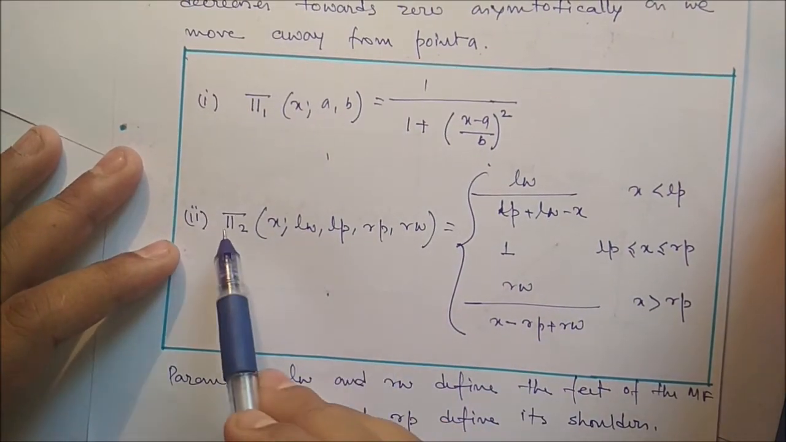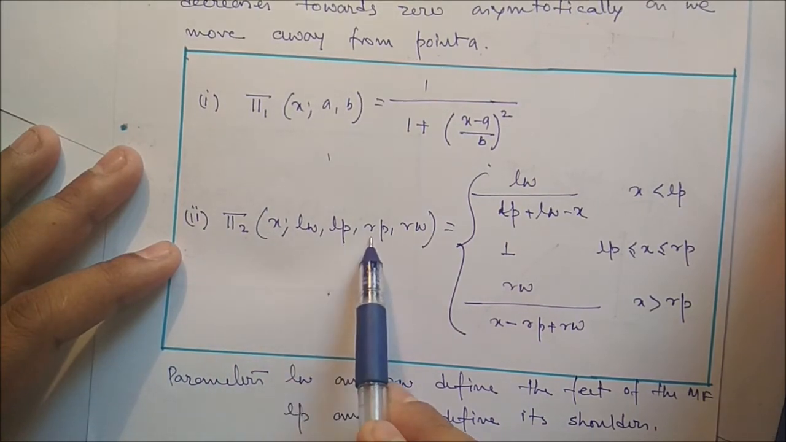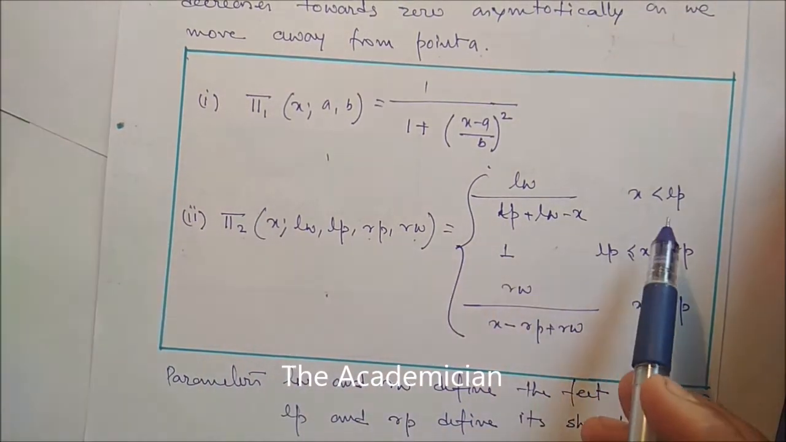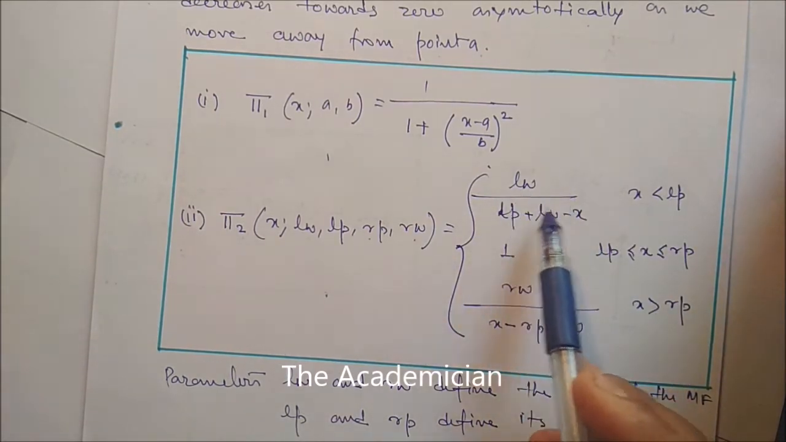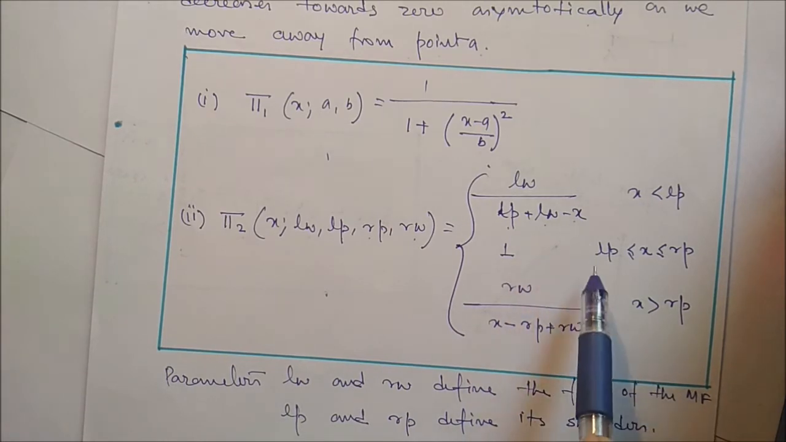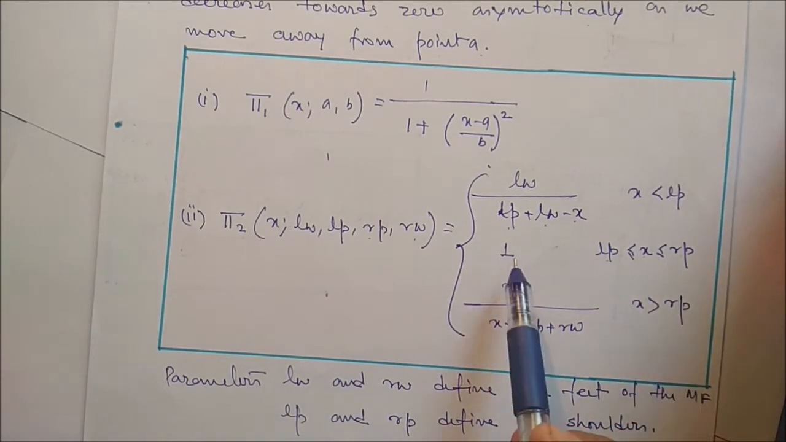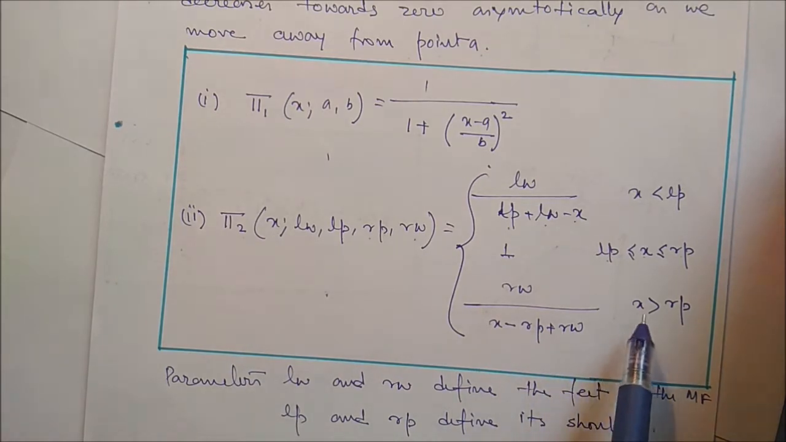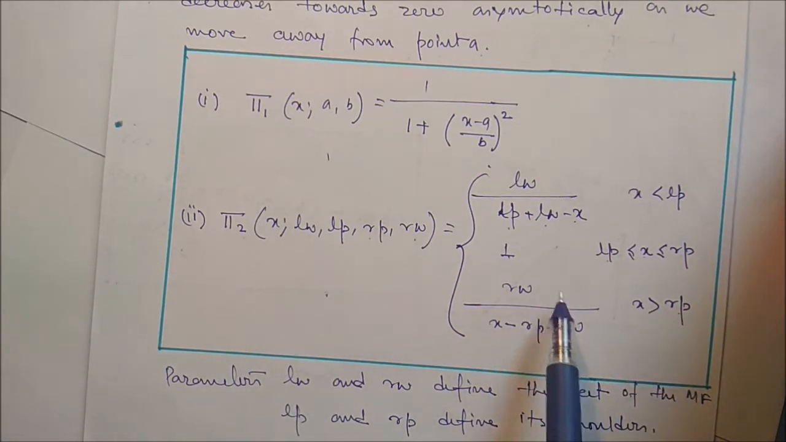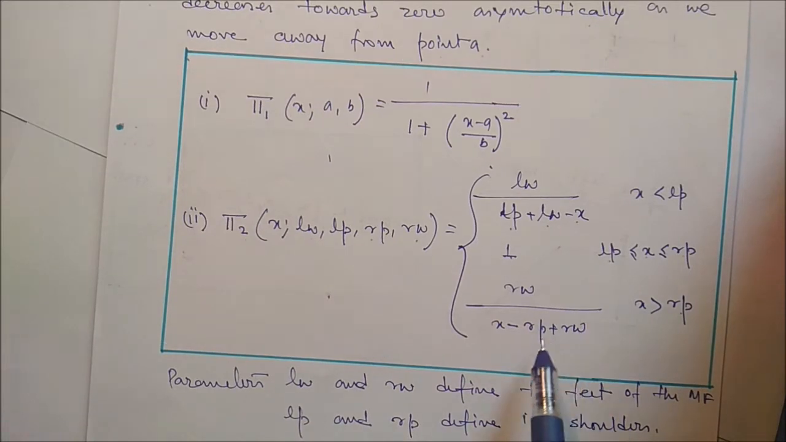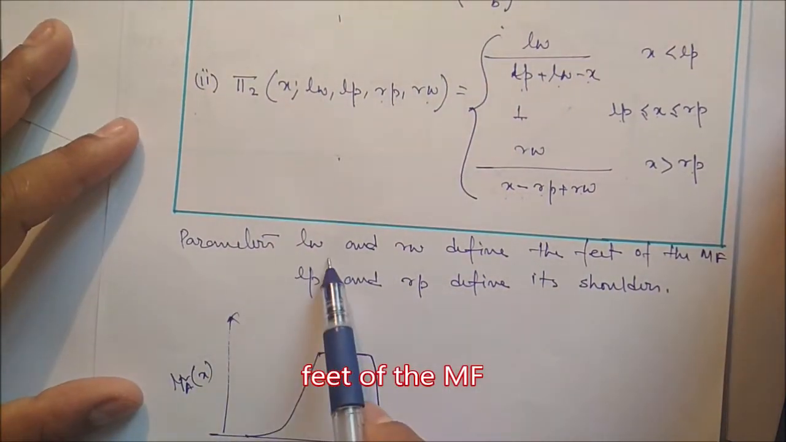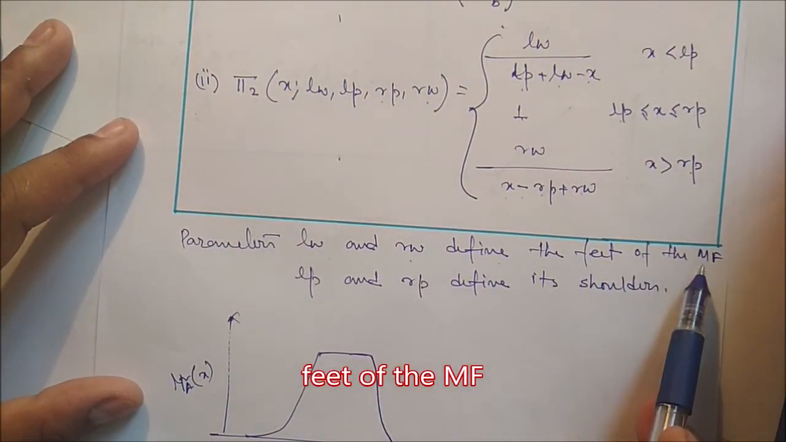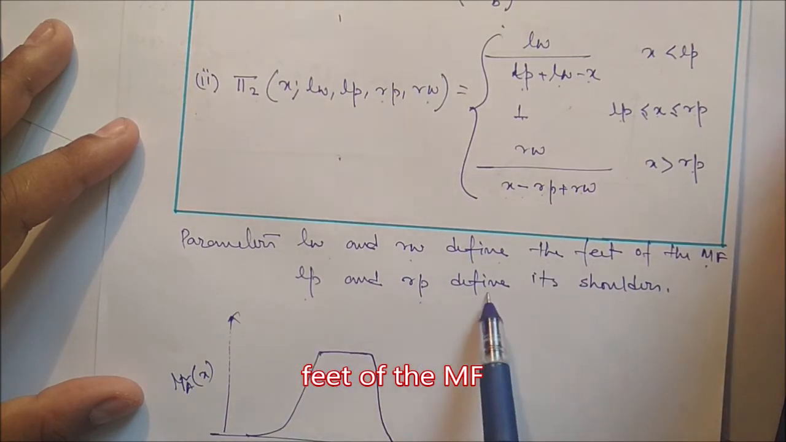The other one, pi 2, is x comma lw, lp, rp and rw. If the value of x is less than lp, then we can apply this particular formula, lw by lp plus lw minus x. If the value of x is in between lp and rp, it should always be 1. And if the value of x is greater than rp, then the formula is rw divided by x minus rp plus rw. Now parameters lw and rw define the left and right widths of the membership function. LP and RP define its shoulder.